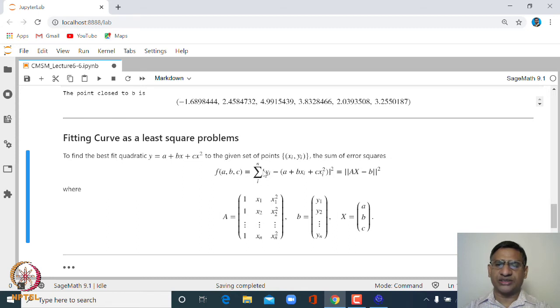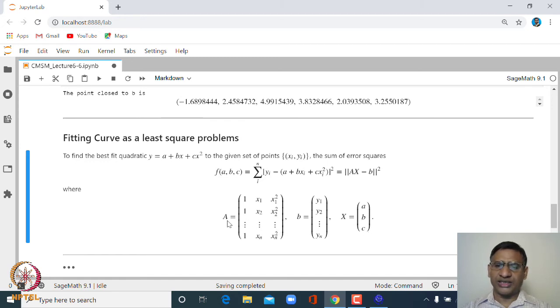So, this is the summation of (yi − (a + b xi + c xi²))², the error of any point on this curve from this yi, and this can be expressed as the matrix norm of Ax − b, where capital A is the column vector 1 1 1, the next column is x1 x2 x3 up to xn, and the next column is x1 square x2 square x3 square up to xn square. Then b is y1 y2 up to yn, and capital X is a b c.